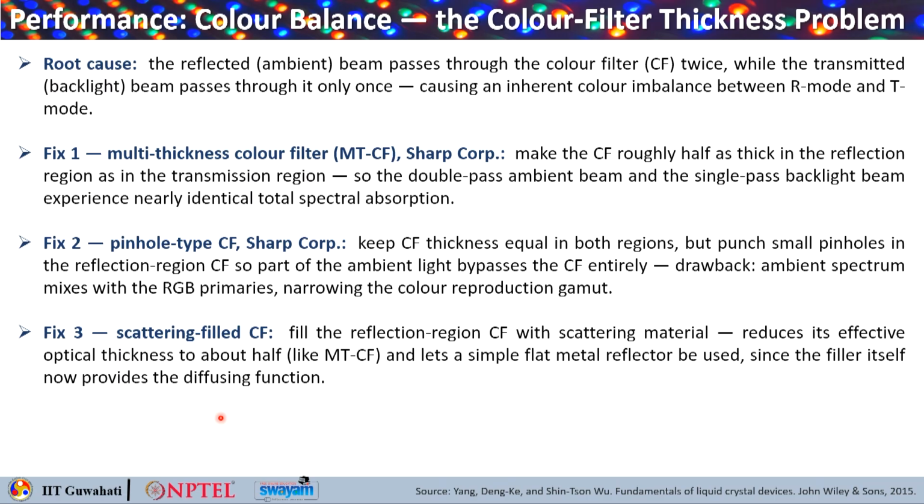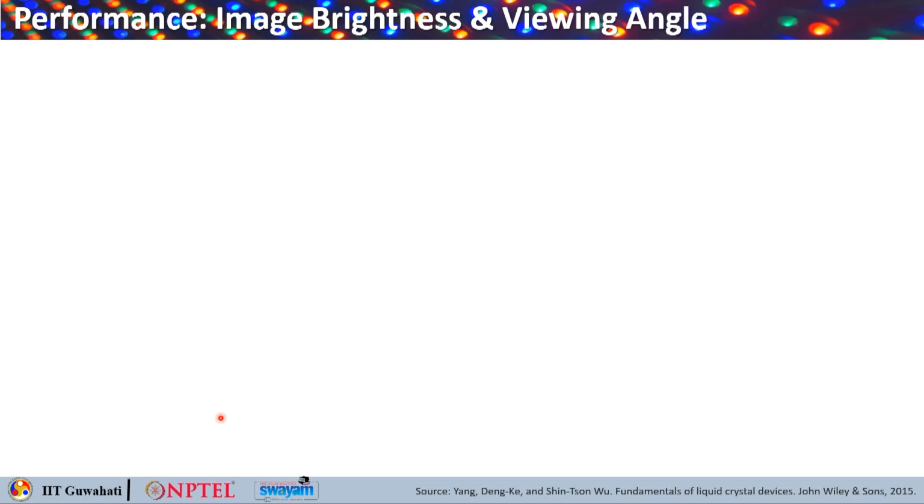The third fix could be the scattering filled color filter. You can fill the reflection region color filter with some scattering material, and it will reduce the effective optical thickness to about half, just like a multi-thickness color filter, and it will let a simple flat metal reflector be used, since the filler itself will now provide the diffusion function.